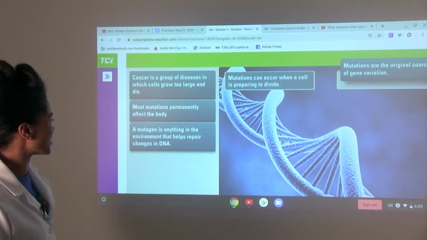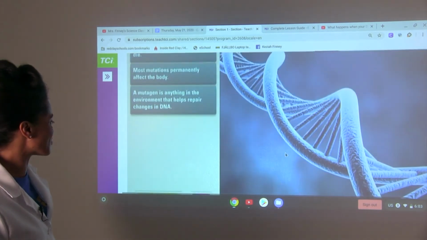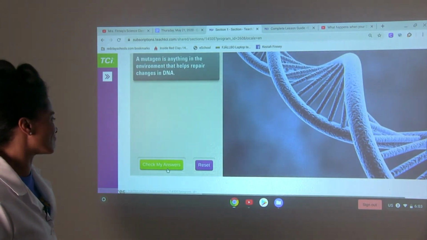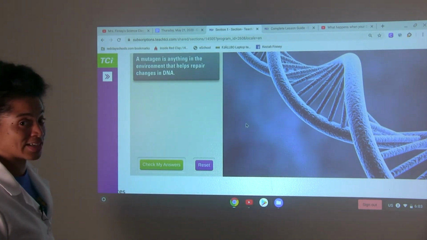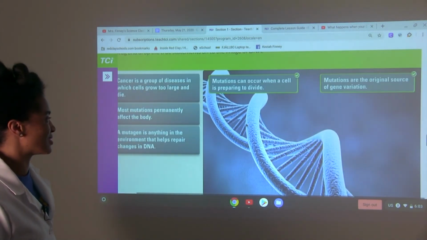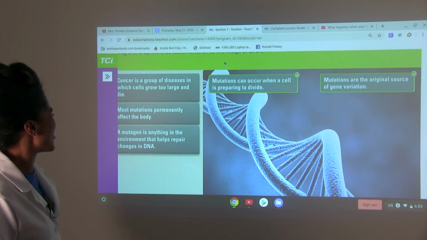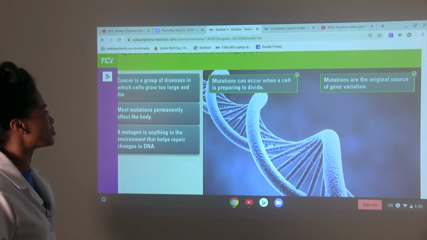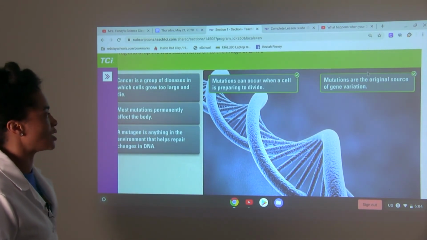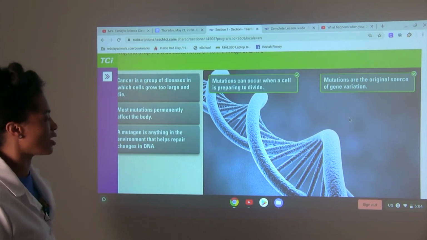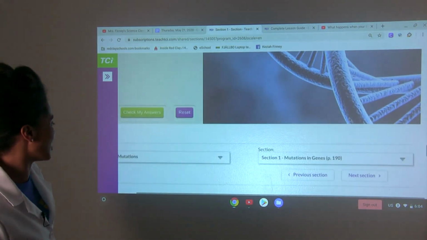All right, I'll try the last one. We'll see. Check an answer. You got it. All right, mutations can occur when a cell is preparing to divide. Mutations are the original source of gene variation.